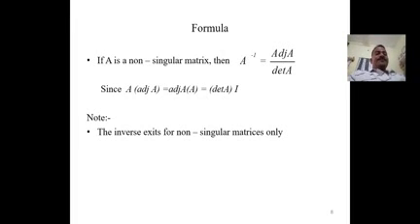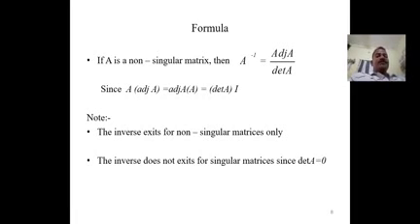Now, the inverse exists for non-singular matrices only. The inverse does not exist for a singular matrix, since the determinant of A is 0. With the help of the formula, A inverse is adjoint A by det A. Here det A is in the position of the denominator. If the denominator is 0, the function is undefined. So the determinant of A should be non-zero. That means A should be a non-singular matrix. Otherwise, A inverse does not exist.